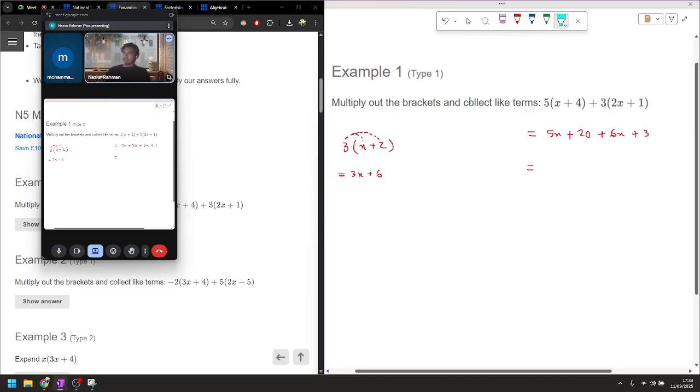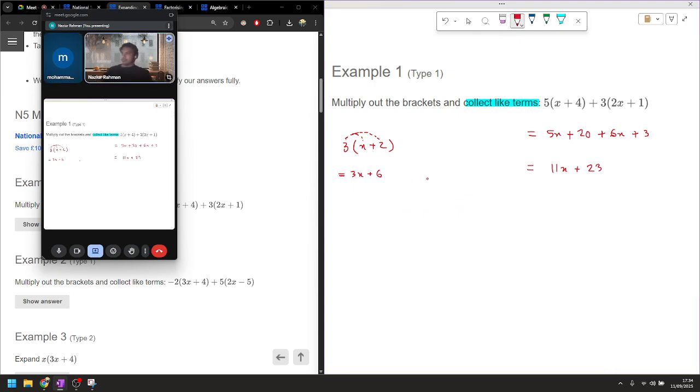The question tells us to collect the like terms. The x's are like terms, and the constants, the numbers, are the other like term. So 11x plus 17. So 20 plus 3. Positive 20, positive 3. So you go 20, and then you go 3 again in the same direction. Where do you end up? 23. Good.